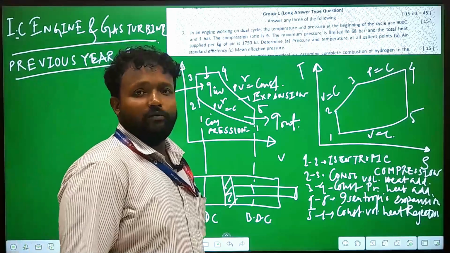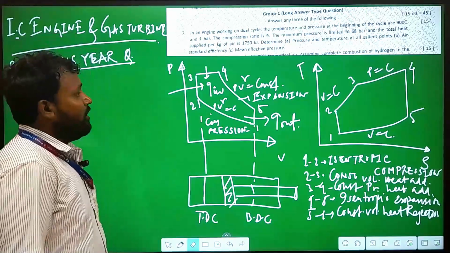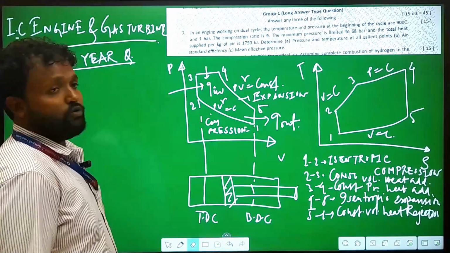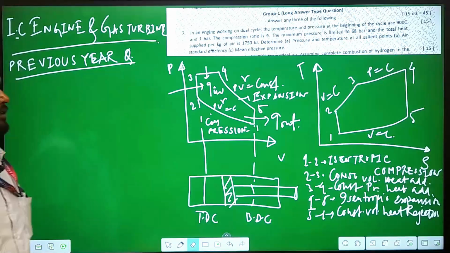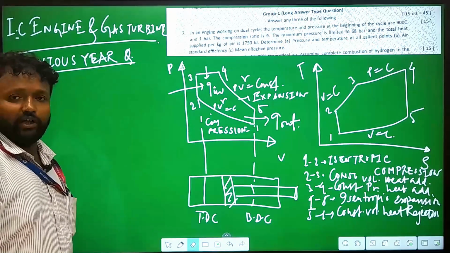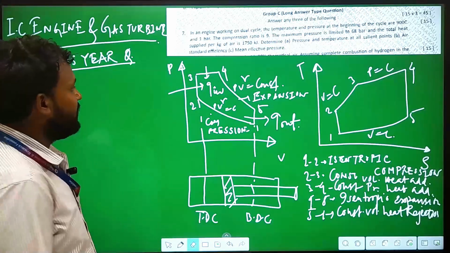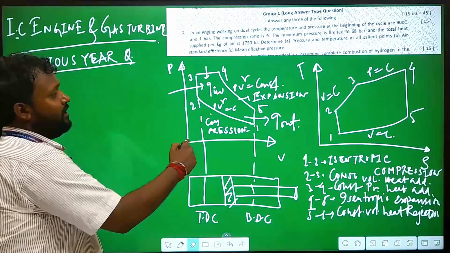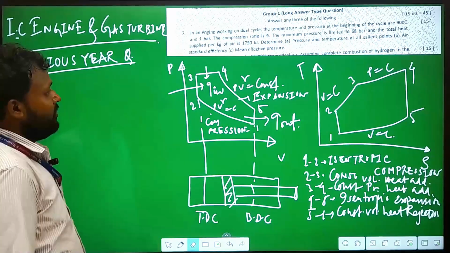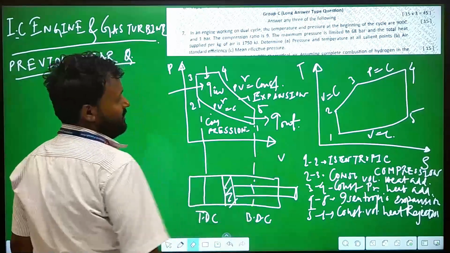Before solving the problem, we have to understand what actually the dual combustion cycle is, and what the PV and TS diagrams are. So, we have to understand the PV and TS diagram first. Basically, this is the PV and TS diagram of a dual combustion cycle.